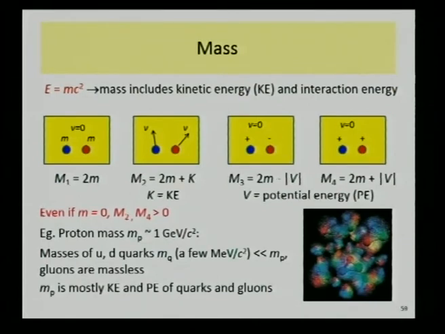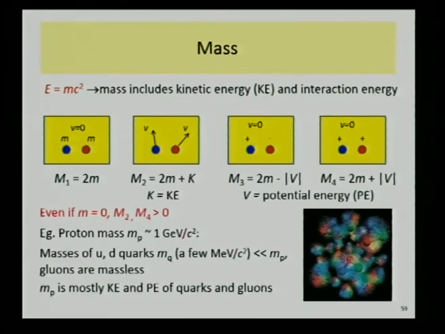One proton has a mass of about 1 gigaelectron volt over c squared. It's very similar for a neutron. But where does this mass come from? I told you that a proton has many quarks and gluons inside, okay? But what about the masses of the quarks and gluons? Well, gluons are massless. The quarks have some mass, but very small, only a few mega electron volts, so 1,000 times less than the total mass of the system.